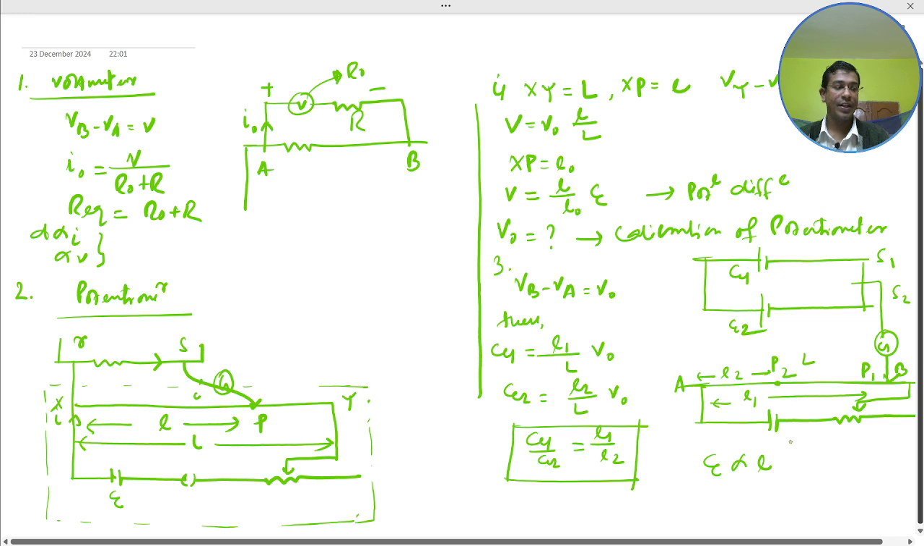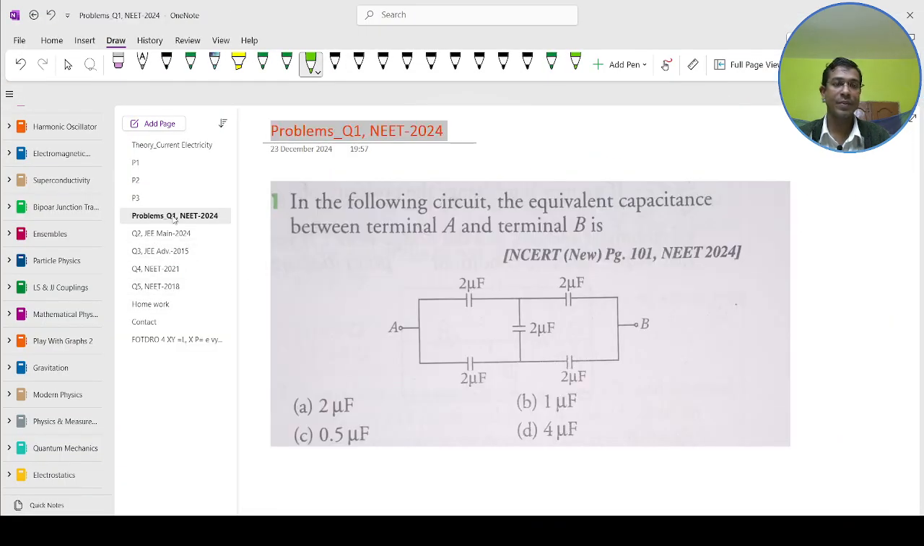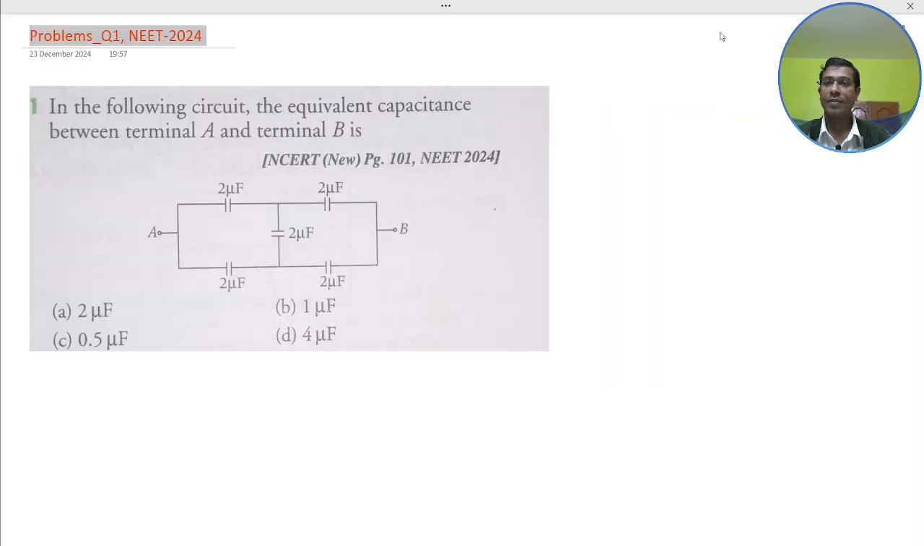We just discussed the chapter's nutshell in summary format. Let us go through the problem discussion session. First one is coming in NEET 2024, saying that in the following circuit, the equivalent capacitance between the terminals A and B is what?